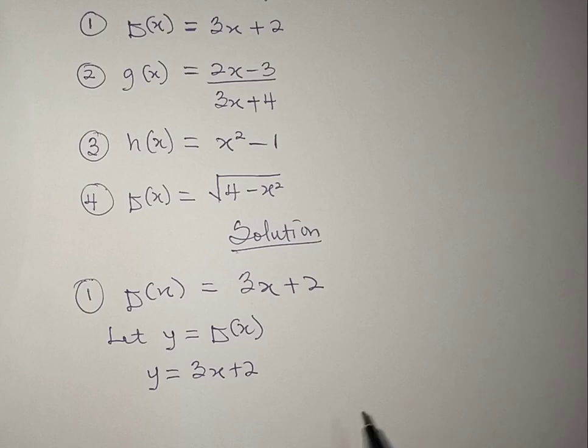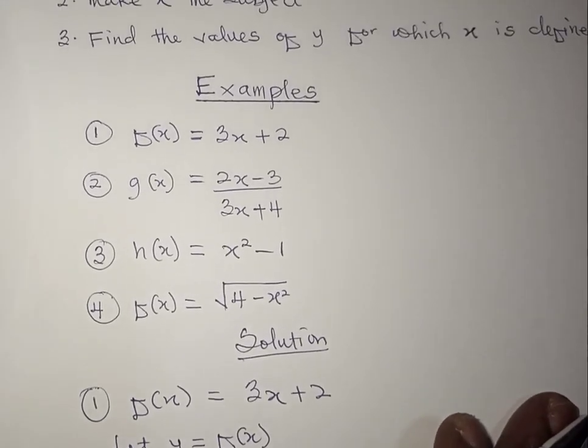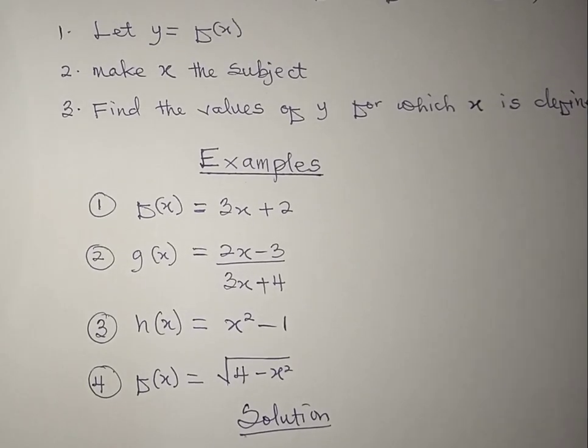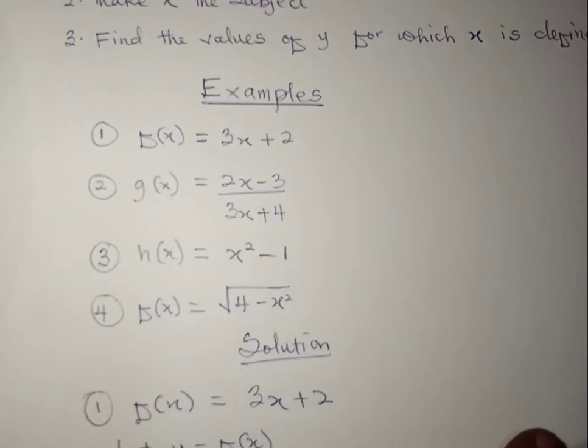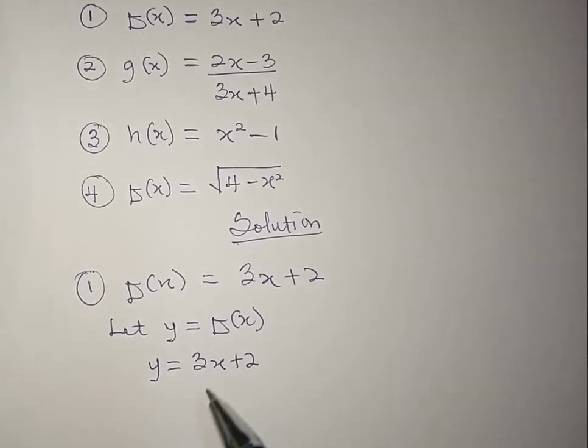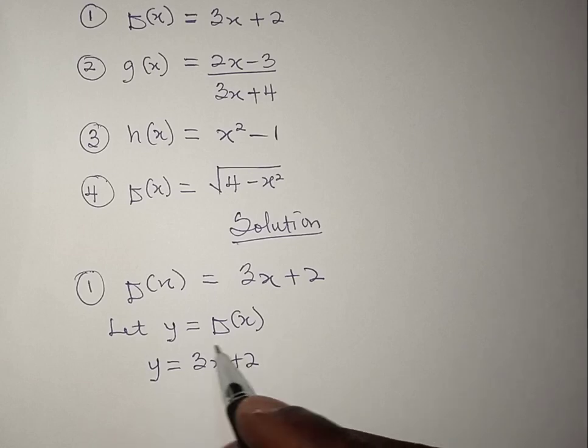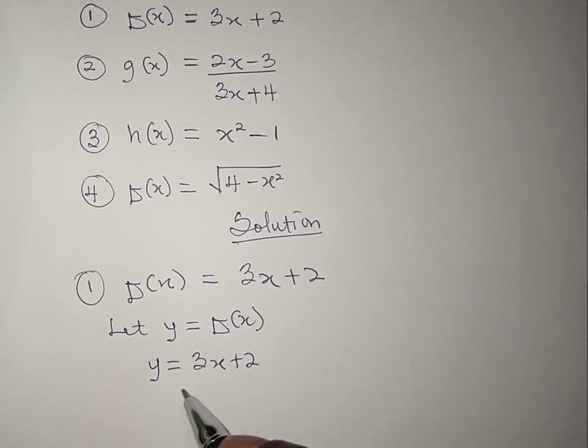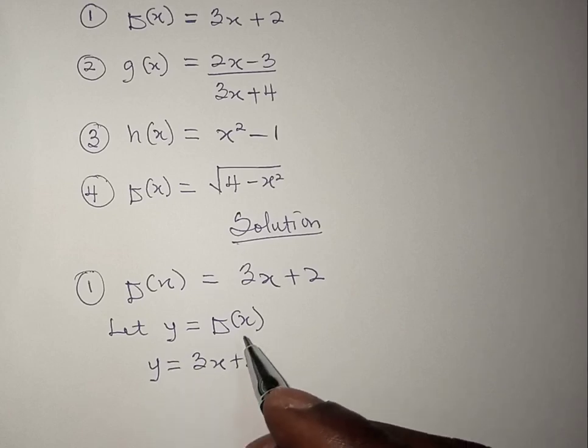What does the second step say? The second step says that after letting y be equal to the function in the first step, we should make x the subject. So it means that we are going to solve for x in terms of y. If I want to make x the subject, this is the normal way we can group like terms.